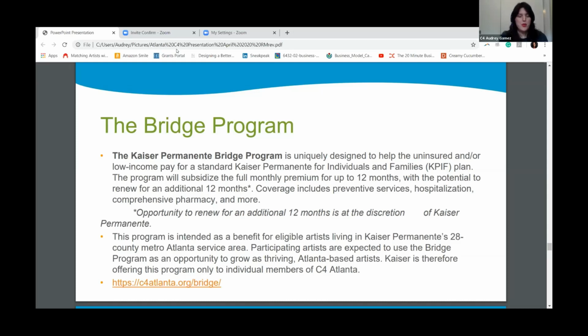Prior to this year, people were eligible for 24 months of coverage, but because Kaiser's programs changed at a national level, they had to change how they offered it regionally. So right now they're only offering for sure 12 months of coverage with the premium fully subsidized, and then potential for renewing after that 12 months for an additional 12 months. So that could be up to 24 months of coverage.